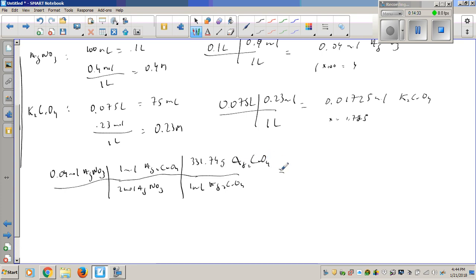Ag2CrO4. And so we plug that in to our calculator. And I didn't do this calculation already, so I'm going to have to do this now. You should get somewhere around 6.63 grams of the silver chromate.